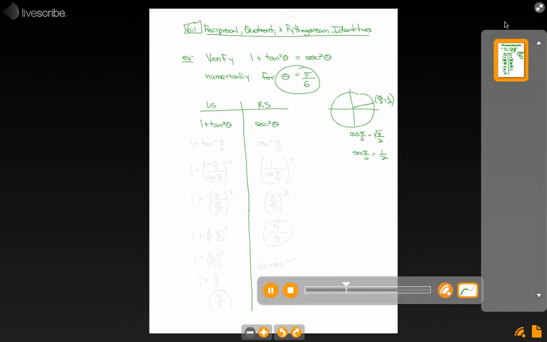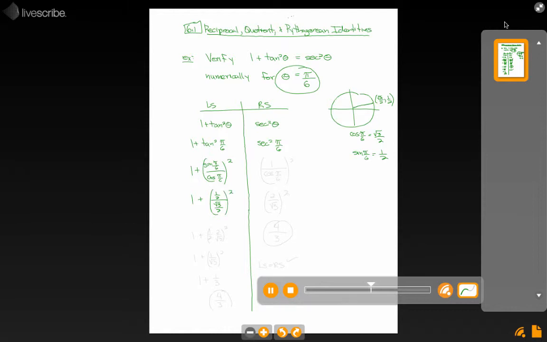And now I'm going to substitute in specifically pi over 6. So I've got 1 plus tan squared pi over 6. And on the right side, I'm going to have secant squared of pi over 6. So, what is tan? I know that tan is sine over cos. So I've got sine pi over 6 divided by cos pi over 6, and all of that will be squared. So I've got a half divided by root 3 over 2, all being squared.